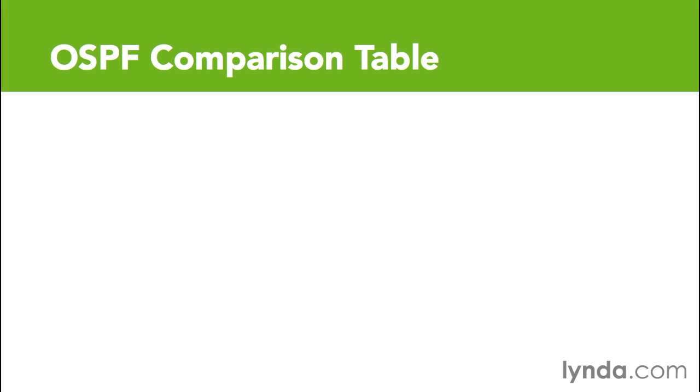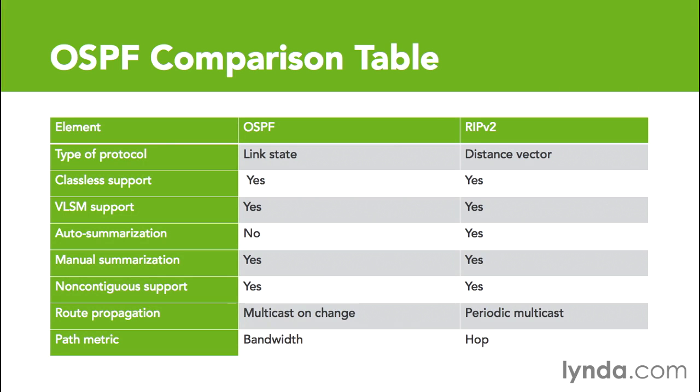All right, we just came from configuring the RIP version 2 dynamic routing protocol. The next routing protocol we're going to talk about for this particular certification, the CCNA, is OSPF. This comparison table is going to show us the differences between both and what will be the advantages and disadvantages of using one or the other.